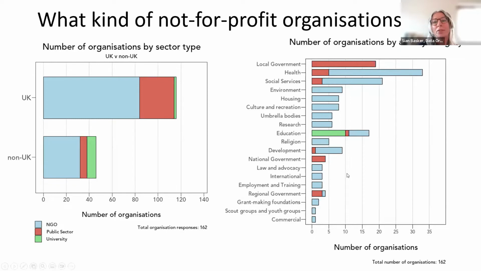And in terms of the category areas, it's really diverse, which we know already about the sector. As you can see, the biggest areas that organisations are working in tend to be health and social services, quite a lot of local government, quite a lot of education, and a real mix across the board.